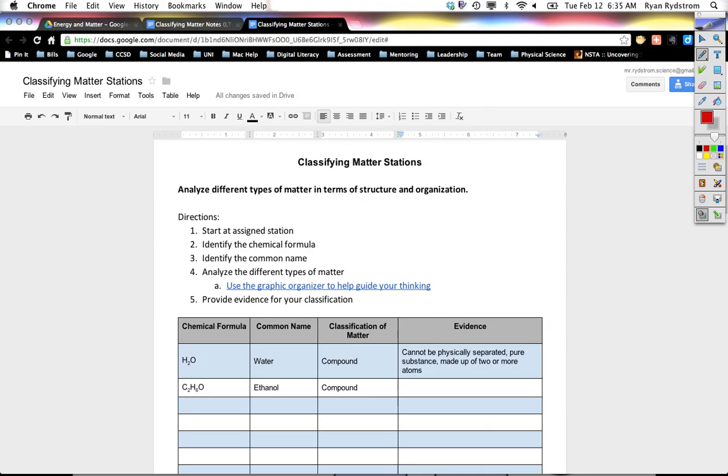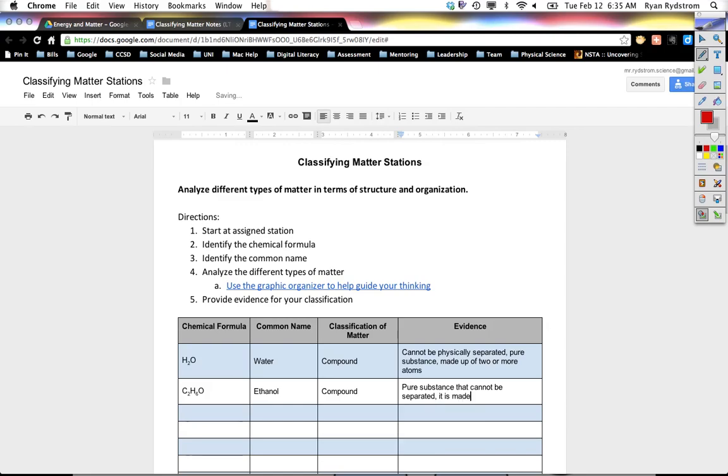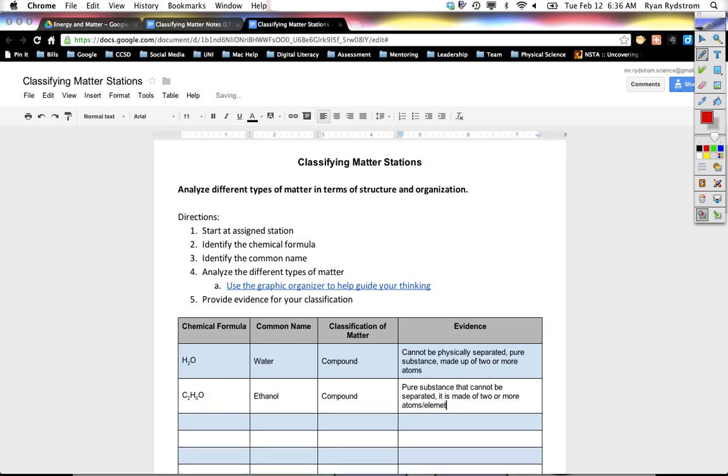Now I need to provide evidence that it is a compound. So we need to go back and say that ethanol is a pure substance that cannot be separated. It is made up of two or more atoms/elements. So to remind you of what I did there, I went through the mind map, and to provide evidence, I answered those questions. Okay, so I put my evidence as the answer to those questions for it's a compound. Now, any way that you go, either be it a solution, a colloid, a suspension, a compound, or element, always provide evidence.